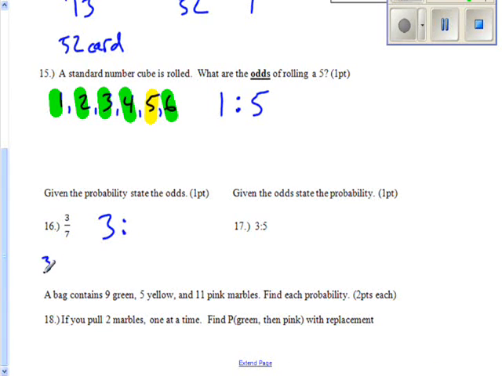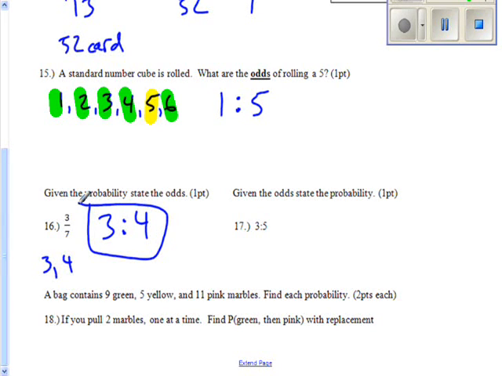Well, if there's 3 ways I can get what I want, and there's 7 total, that means there must be 4 ways that I could get something else. Okay? There's 3 good things that happen, 4 bad things that happen, give me a total of 7. So the odds would be 3 to 4. Okay? When we do odds, it's favorable versus unfavorable.